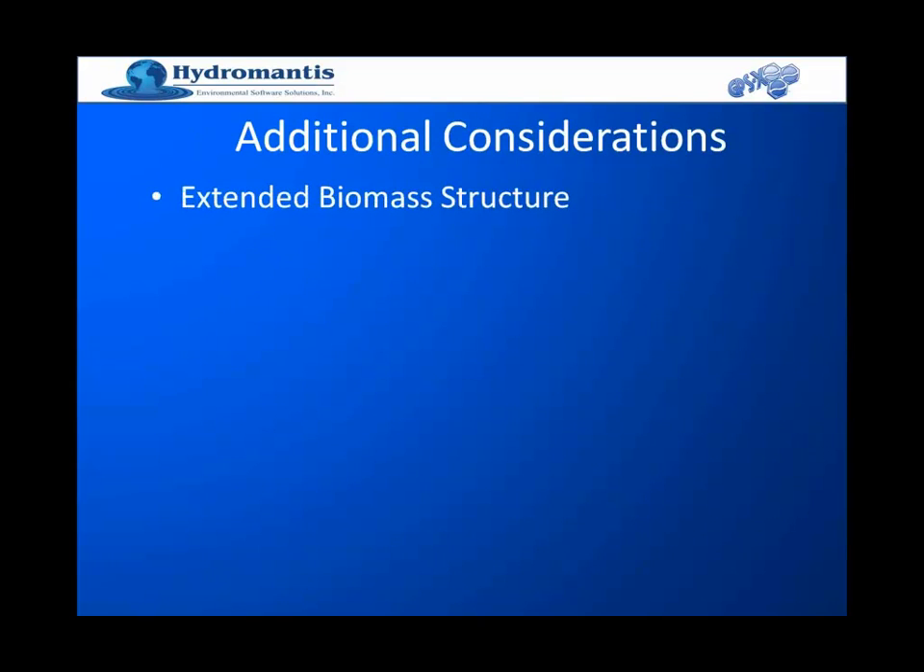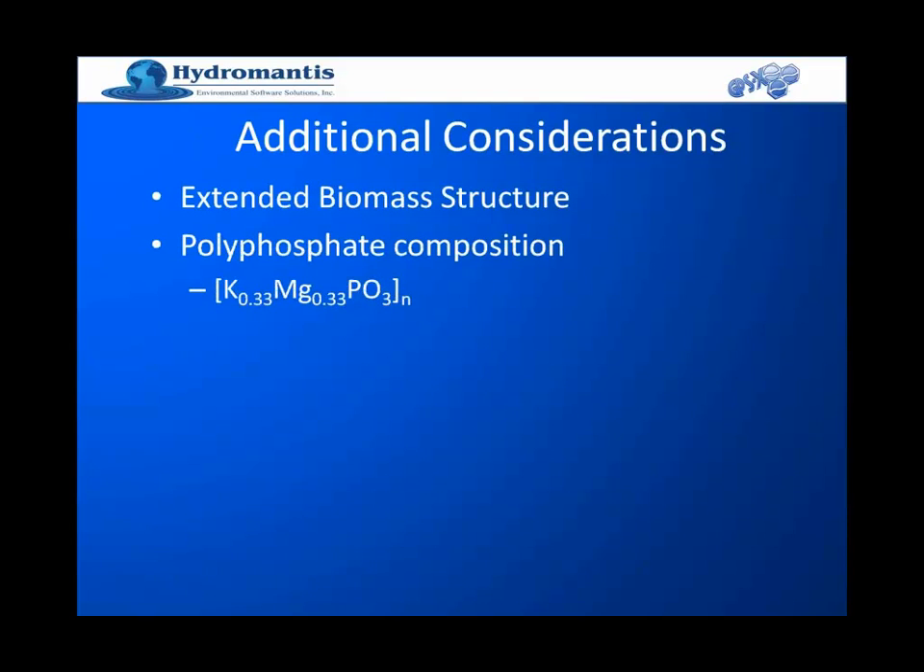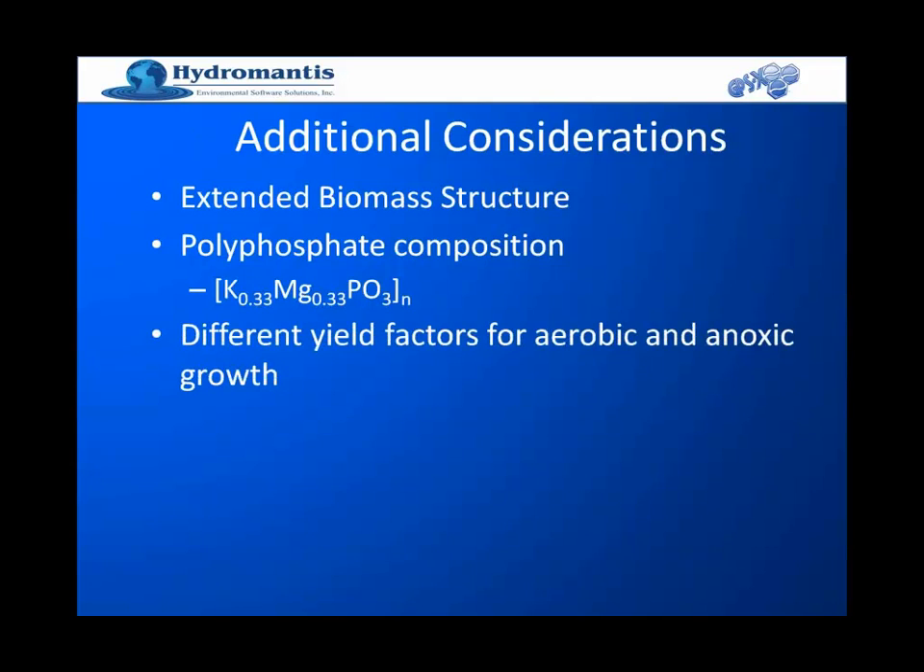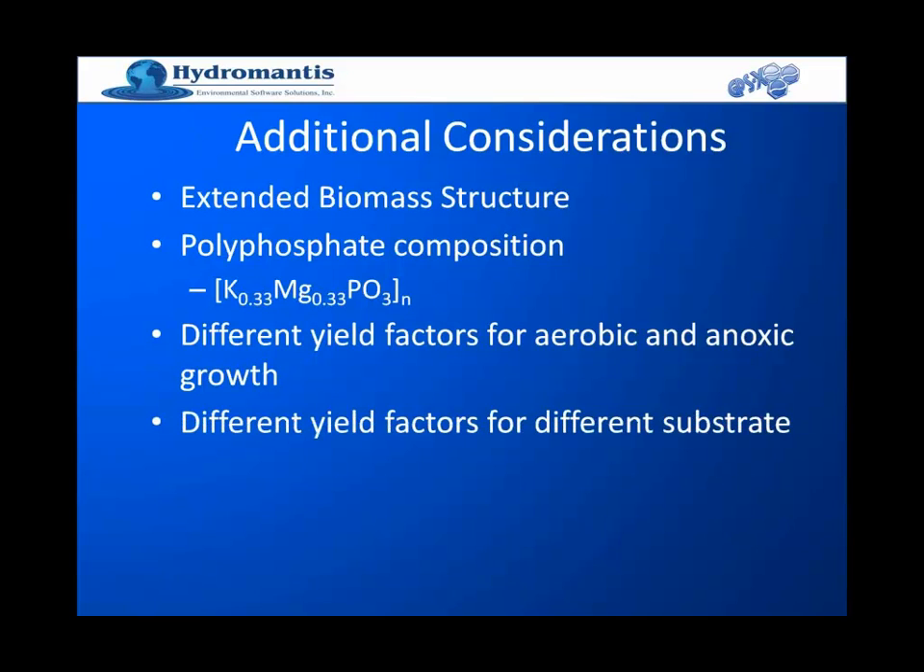Also, in additional considerations, we had to extend the biomass structure to include the balance for calcium and potassium. We now also model the polyphosphate composition, in which we account for potassium which is taken up by the polyphosphate. Also, we include different yield factors for aerobic and anoxic growth. We have different yield factors for different substrates. For example, the yield on methanol is much lower than other substrates.